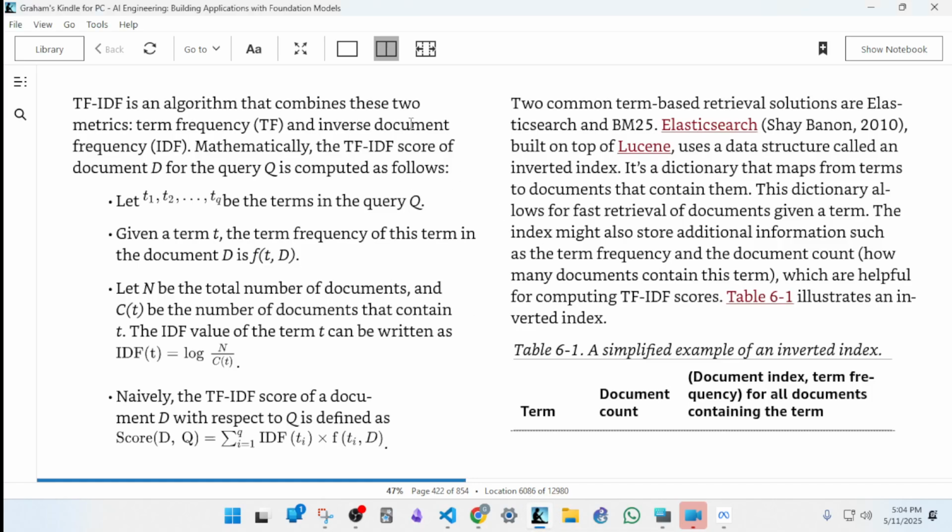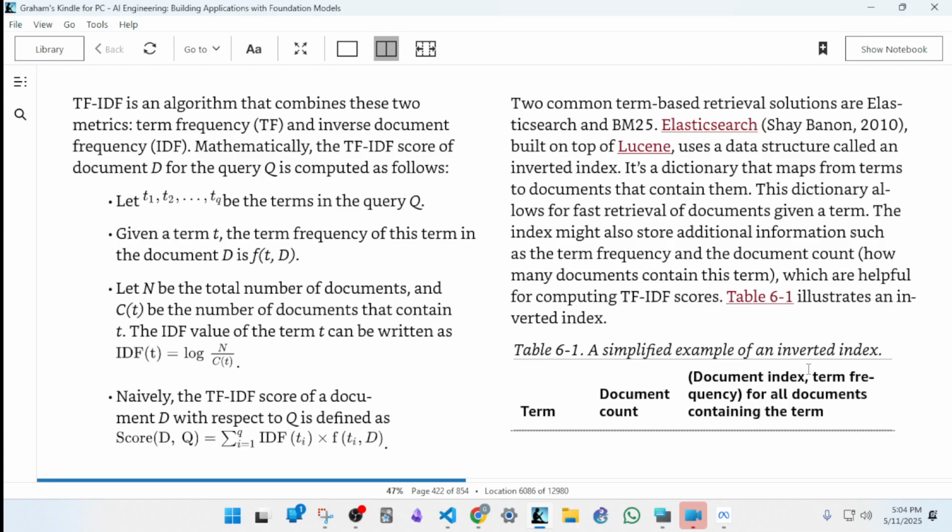All right, moving on. Two common term-based retrieval solutions are Elastic Search and BM25. Elastic Search was developed in 2010, built on top of Lucene.